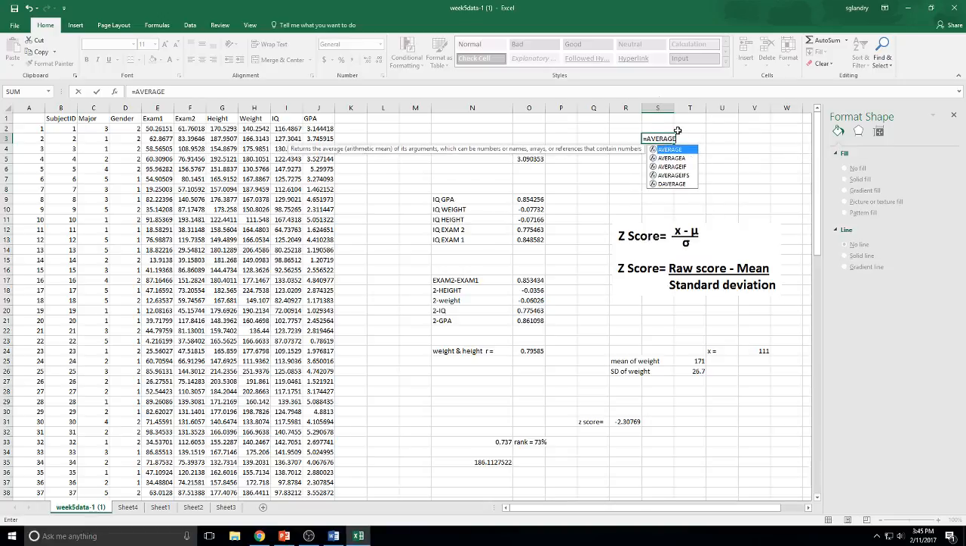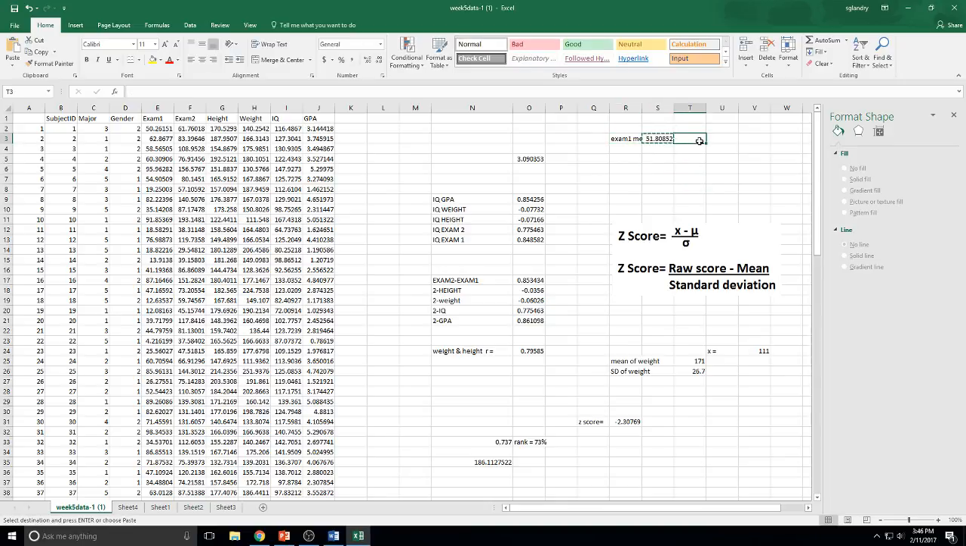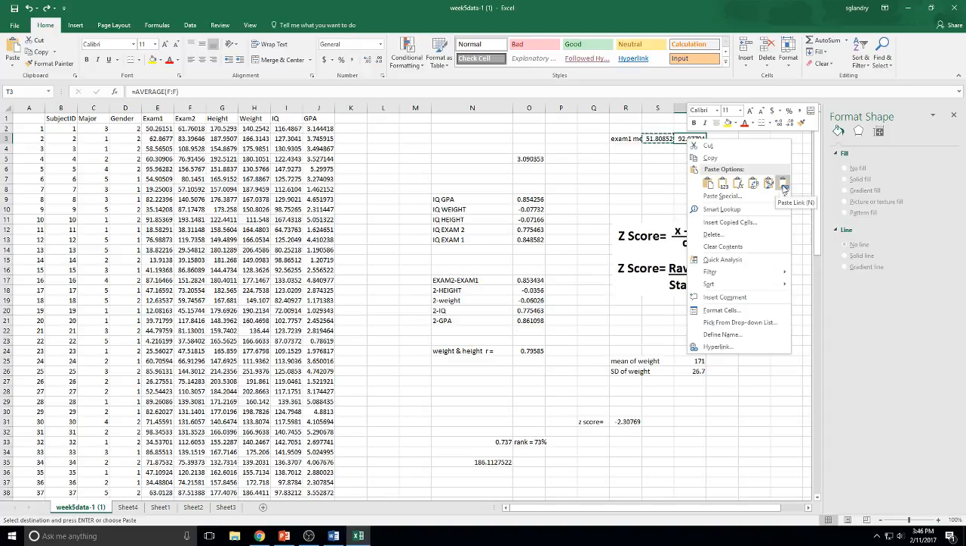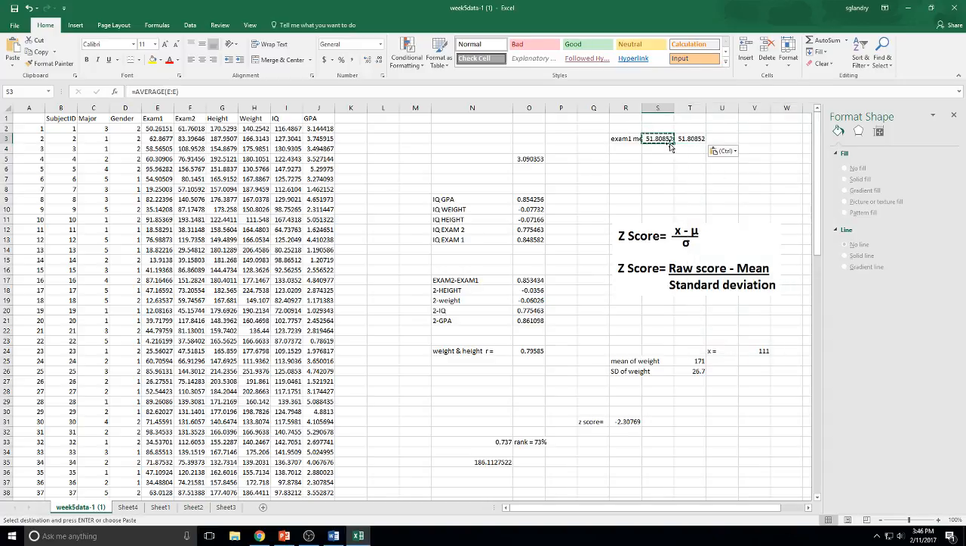Equals average of the whole dang thing, 51. Exam 1 mean equals that. How dare you? Just paste the value. Yeah, don't worry. There.